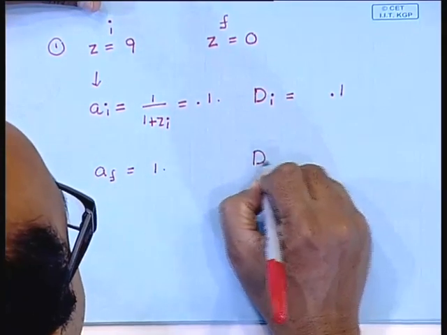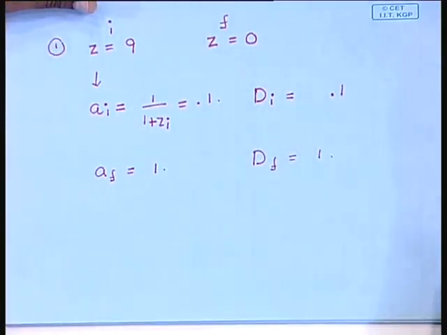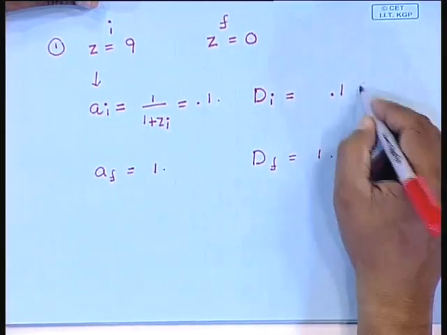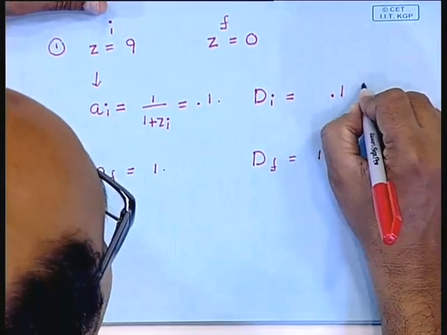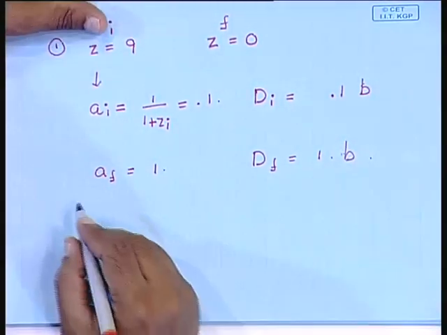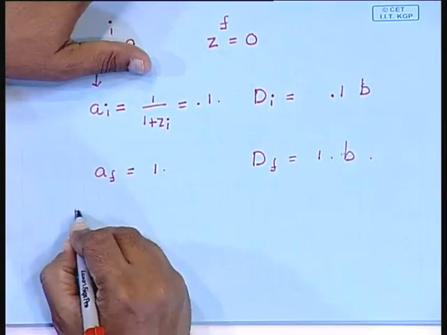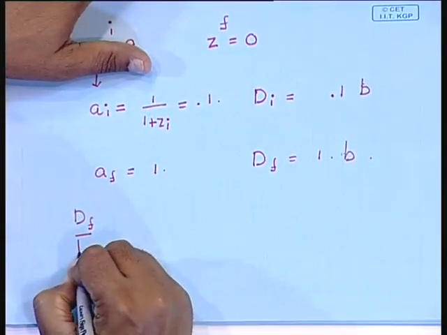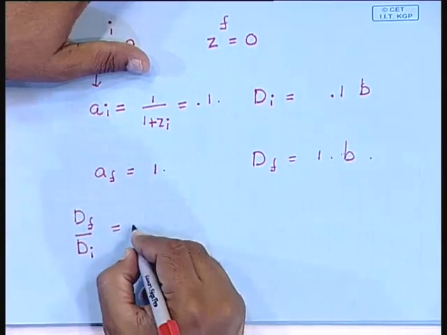So the D final is also 1. Okay, they could be constant, but it will multiply both of them, does it matter? Okay, this could be into B, this also into B, some constant. Now we want to calculate by what factor the density fluctuations grow. So dF by D initial, this is equal to 10.